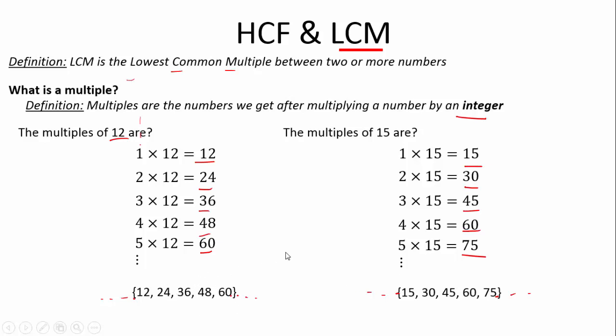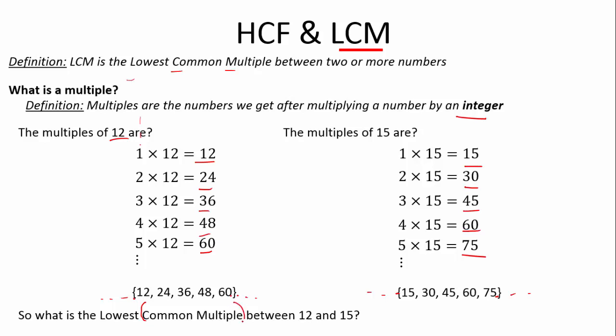So what is now the lowest common multiple between 12 and 15? What is the common multiple? So we see there's 12. No, 12 is not there. 24, no 24. 36, no, there's no 36. 48, no, there's no 48. 60, ooh, there's a 60 here. Okay, so that is our lowest common multiple. So this would be the lowest common multiple between 12 and 15, and the answer would be 60.